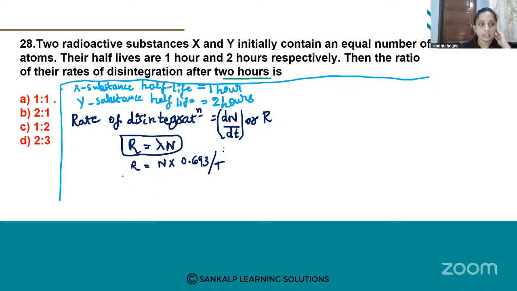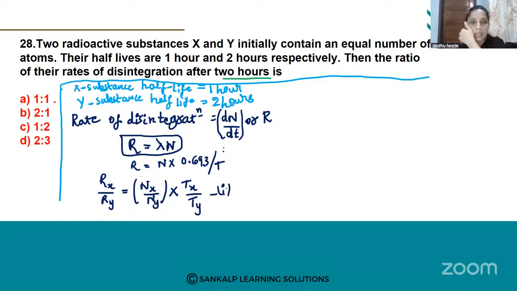See here, take the ratio of disintegration for X and Y. Here they give the substance X and Y, so you have to calculate the ratio of disintegration for X and Y. Rx by Ry is equal to Nx divided by Ny into Tx divided by Ty. This is also one of the important formulas.